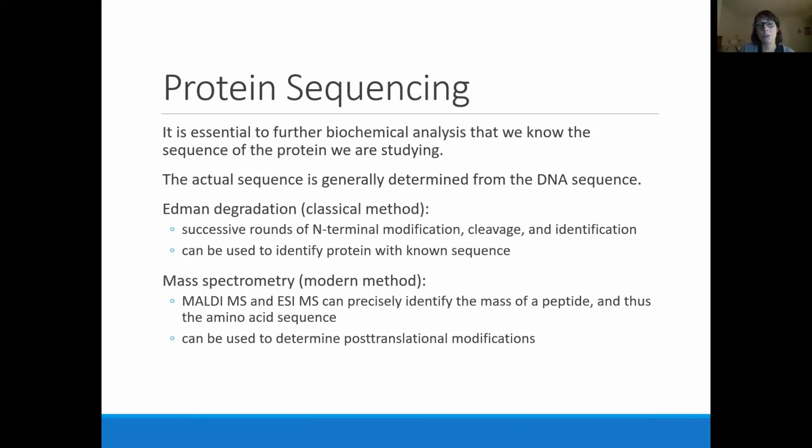The more used type of sequencing is called mass spectrometry sequencing. This uses a mass spectrometer. This is an analytical machine which can measure mass, and it will precisely identify the mass of a peptide. And because it is so precise in its identification of the mass, we can then know its sequence.